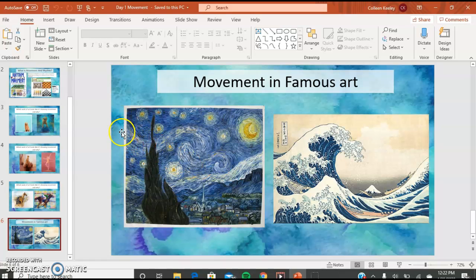And just by looking at it, it looks like it's a windy night. Things are swirling in the sky. Maybe it's snowy. The artist Vincent van Gogh used a lot of repetitive little dash marks.